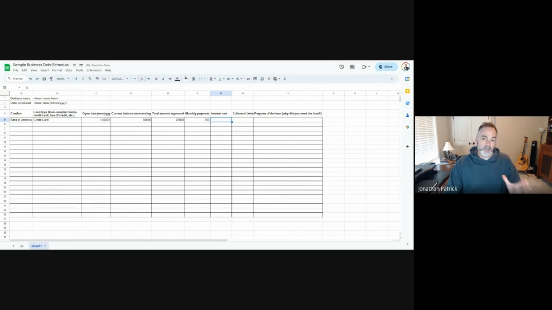The reason column G, the interest rate, is so important as a broker, if you're getting this from a borrower, is let's say that this is not a credit card, but maybe this is an equipment loan from Bank of America.